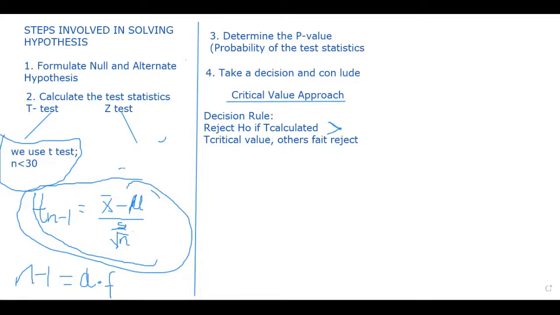Now let's look at the second approach. That's the p-value approach. And I told you the p-value is simply the probability of the test statistic. So for the p-value approach, the decision rule is the opposite of the critical value approach.